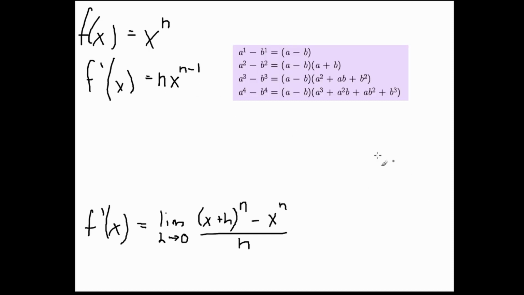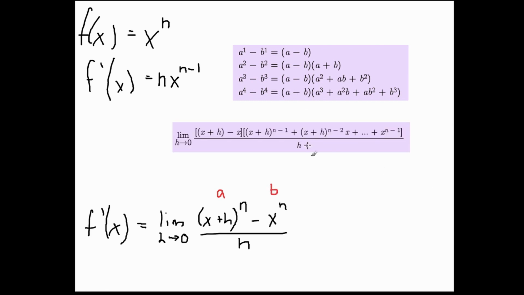Well, first of all, we can look at this expansion, and we can do it right here. Because if you look at this, x plus h to the power n minus x to the n, it's basically the same formation that we have right here. So we can basically transform this top portion over h into this formation, where a is our x plus h, so x plus h is our a, and then x is our b. And so we can just put it in this. So then, if we do that, it becomes this.